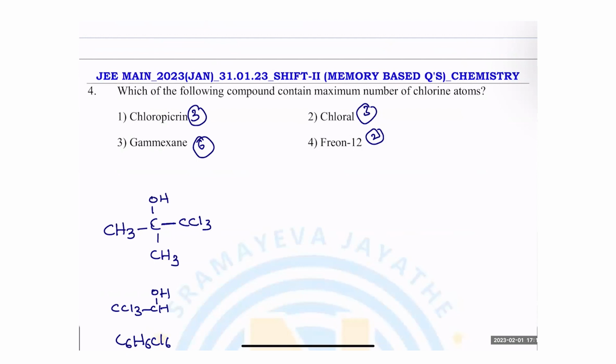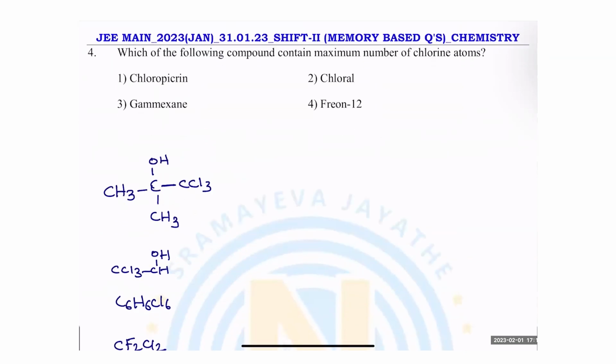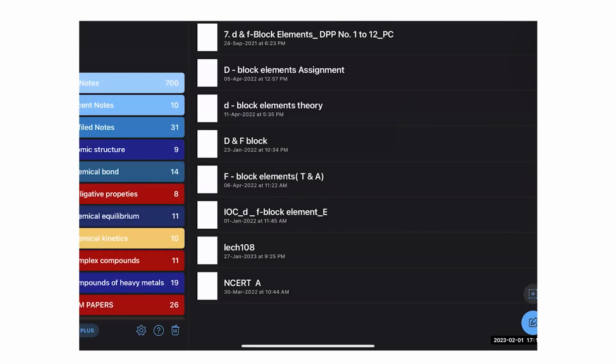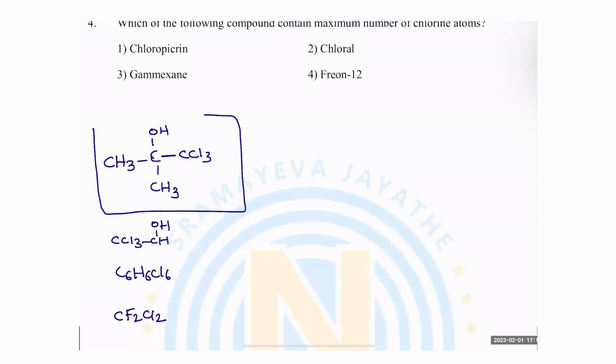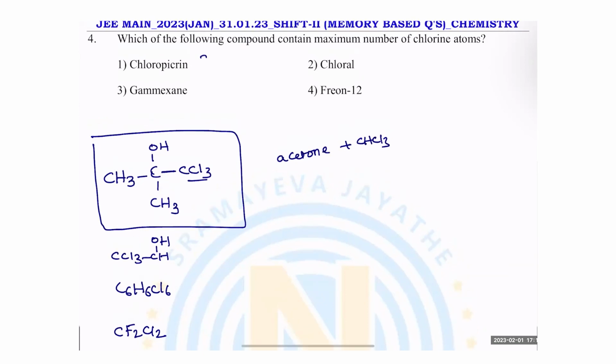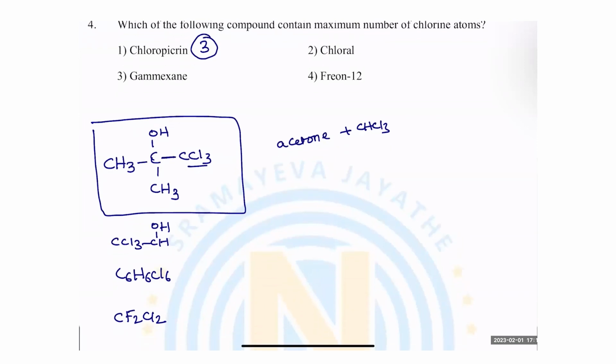And the next one, which of the following compounds contains maximum number of chlorine atoms? Maximum number of chlorine atoms. So chloropicrin. It is produced when acetone reacts with chloroform, nucleophilic addition reaction. Chloropicrin has 3 chlorines. Chloral, that is CCl3CHO, trichloroacetaldehyde, also has 3 chlorines.